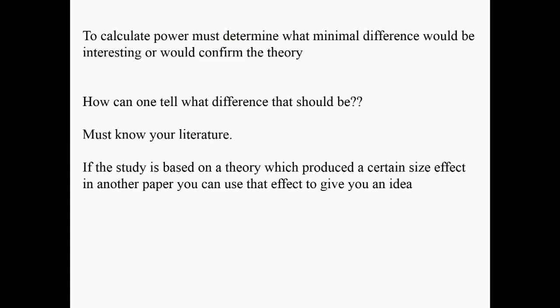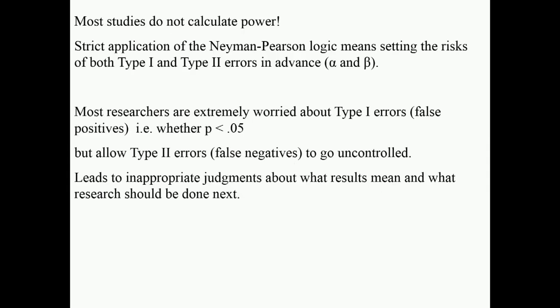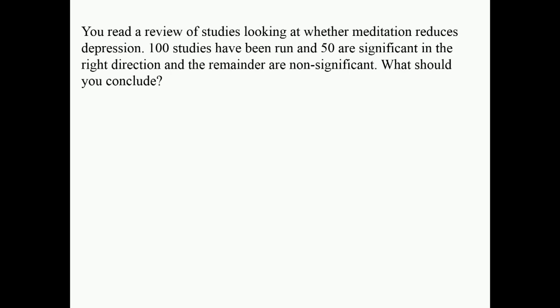And then use the numbers of subjects that G-Power gives back as needed to have the sensitivity to pick up that effect size. That's the standard Neyman-Pearson logic of what's to be done. But as I said, that isn't what most people do, and unfortunately it leads to inappropriate judgments about what results mean, particularly non-significant results. So that's what I'd like to dwell on.